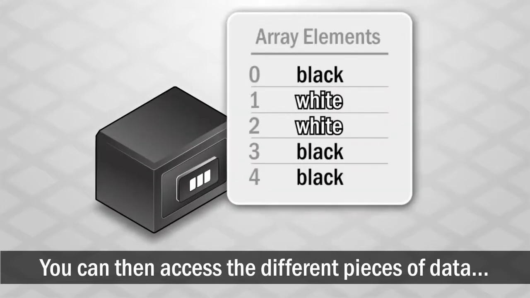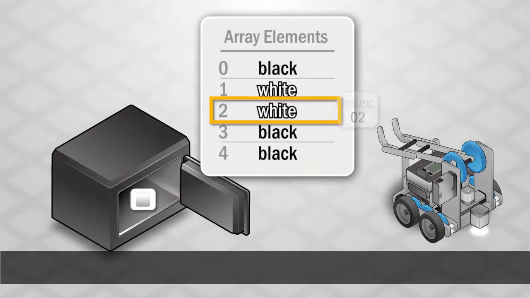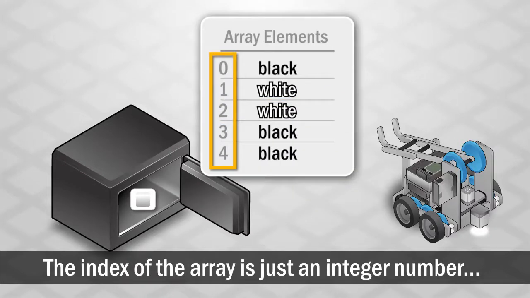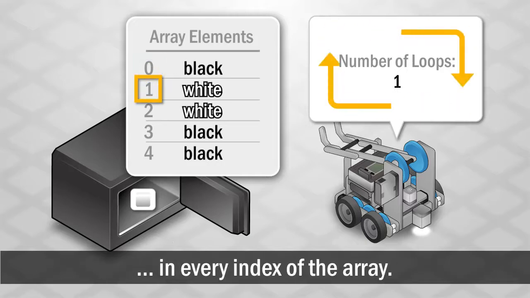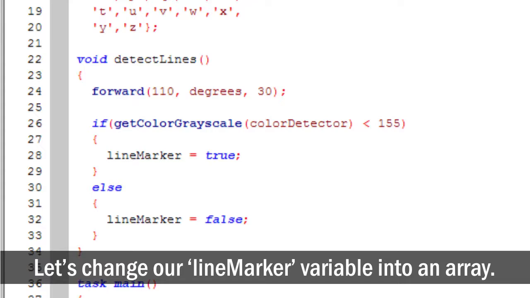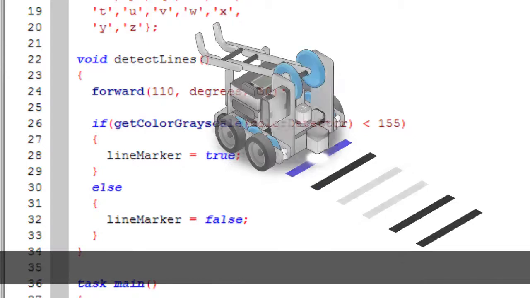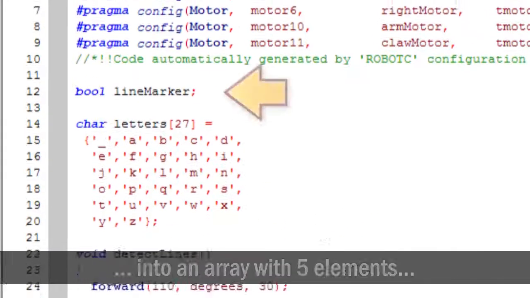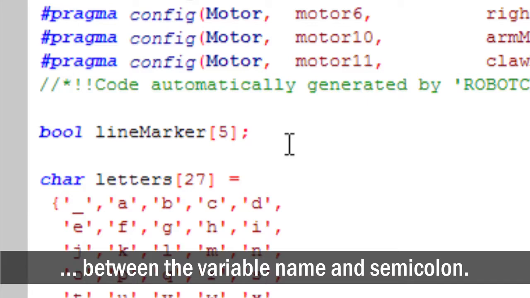You can then access the different pieces of data by specifying a specific index of the array. The index of the array is just an integer number, allowing loops to systematically access the data in every index of the array. Let's change our line marker variable into an array. Since we need to store the results of 5 segments, we'll convert our line marker variable into an array with 5 elements by adding a square bracket, the number 5, and close square bracket between the variable name and semicolon.